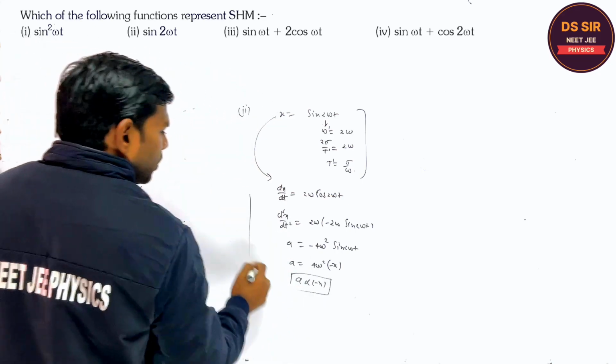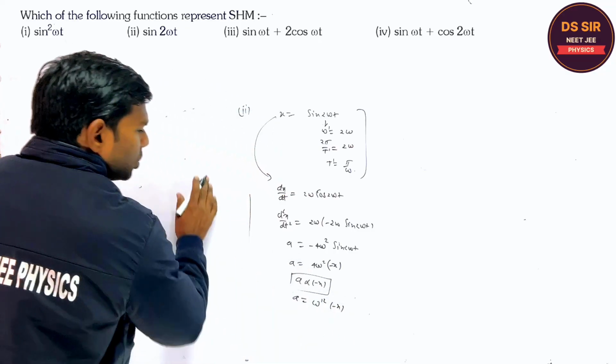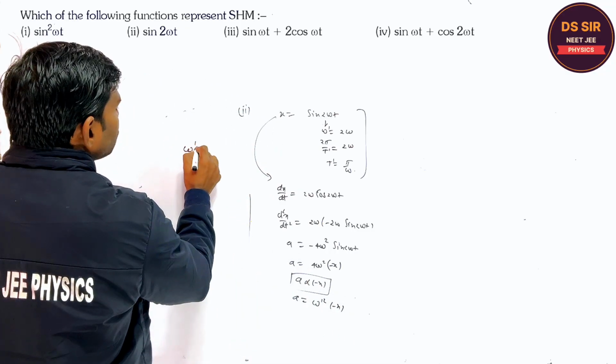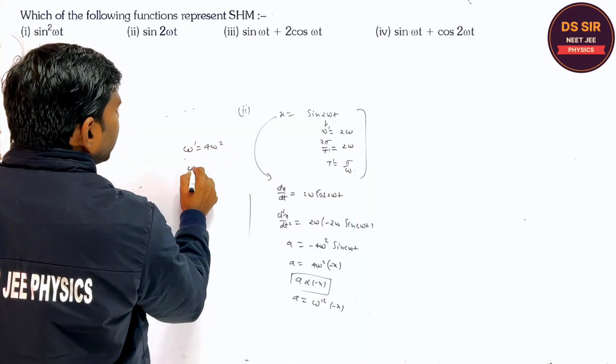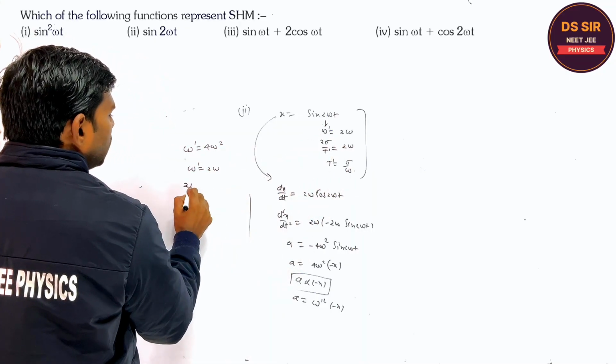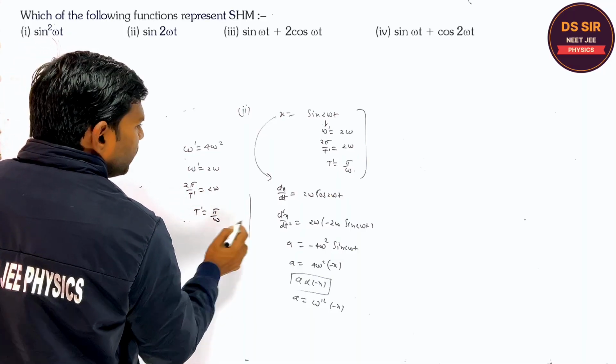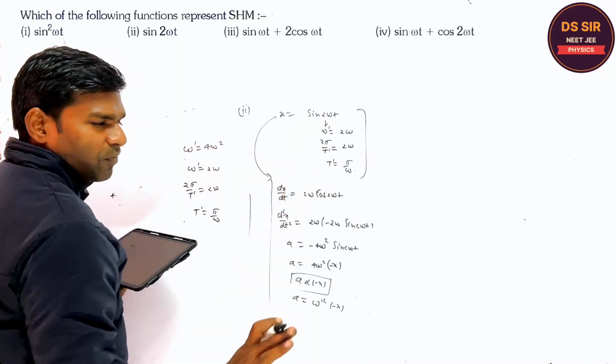We're getting, or not? And this is omega dash square, if you compare with omega dash square times minus x. So omega dash square is what? 4 omega square. Omega dash is what? 2 omega. I told you omega dash is equal to 2 omega, so the time period is 2 pi by 2 omega. But without doing this, we can prove that.